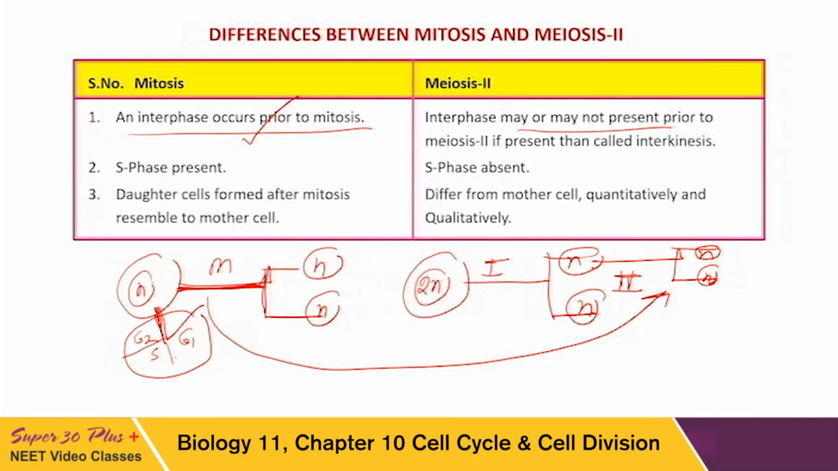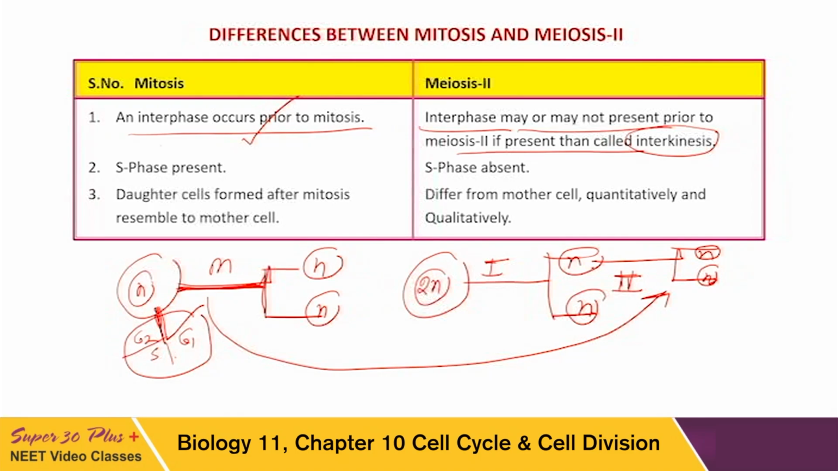So just after completion of meiosis first, there is no need of interphase. What happens in interphase? There will be decondensation, then condensation, and then disappearance. What is there in interphase? There is synthesis of DNA material, duplication of DNA will be there, and all the material required for mitosis or M phase will be synthesized. There is no need of that in meiosis second. If it is present, that will be known as interkinesis.